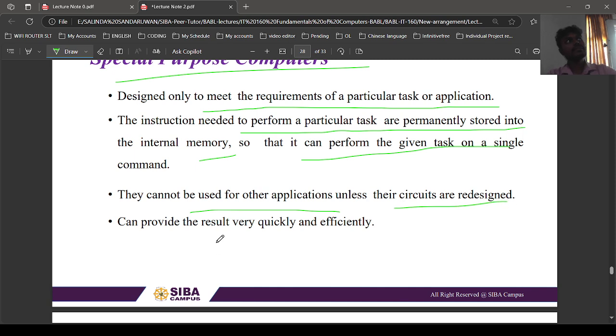So here these ACs, these air conditioners, are not made for heating purposes. They are just there for cooling purposes. Then you can't use it as a heater. But there are dual purpose ACs, so you can use them for heating purposes as well. But here this is a special purpose one.